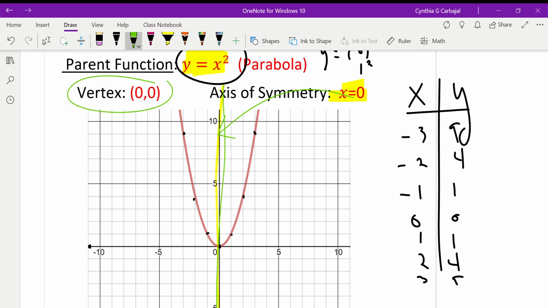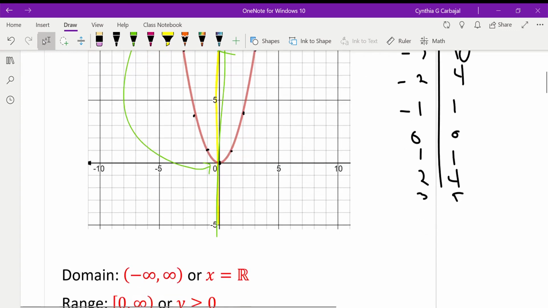The vertex is the very bottom or very top where the parabola changes direction. So here the parabola is going down, then it gets to the vertex, and then it comes back up. That's going to be called a minimum.